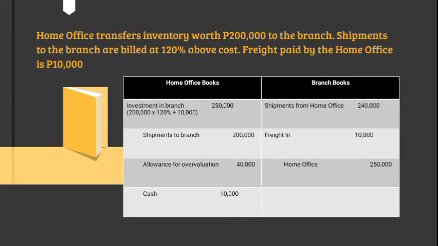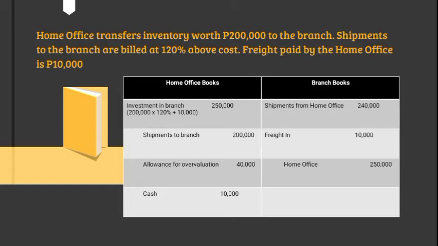Next, home office transfers inventory worth 200,000 to the branch. Shipments to the branch are billed at 120% above cost. Freight paid by the home office is 10,000. So here, there is freight. Usually, what we do is we debit investment in branch. So, how did we get the amount of investment in branch again? Just multiply 200,000 times 120%. We could get 240,000. Plus the freight, 10,000.